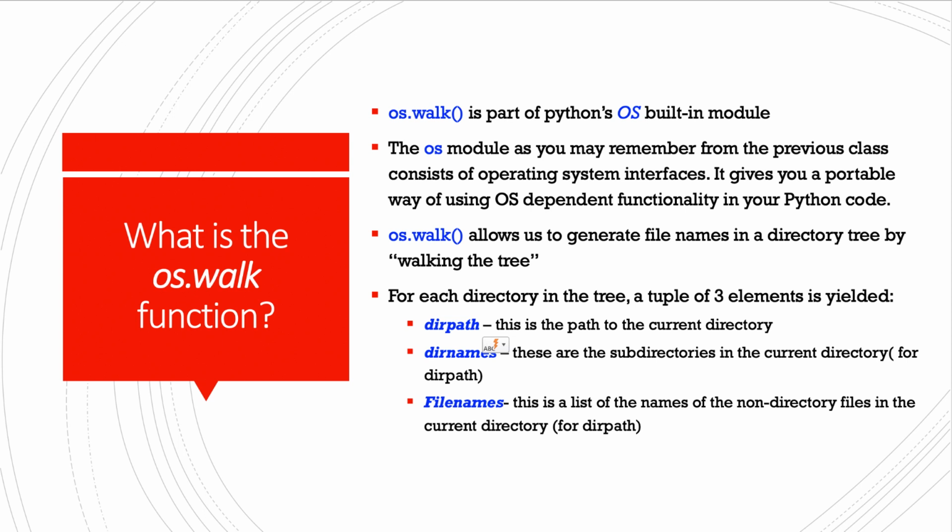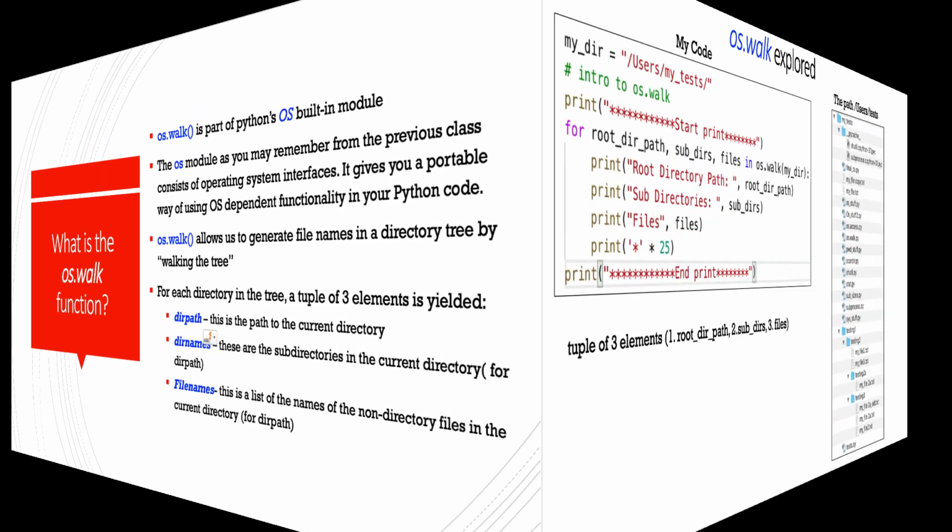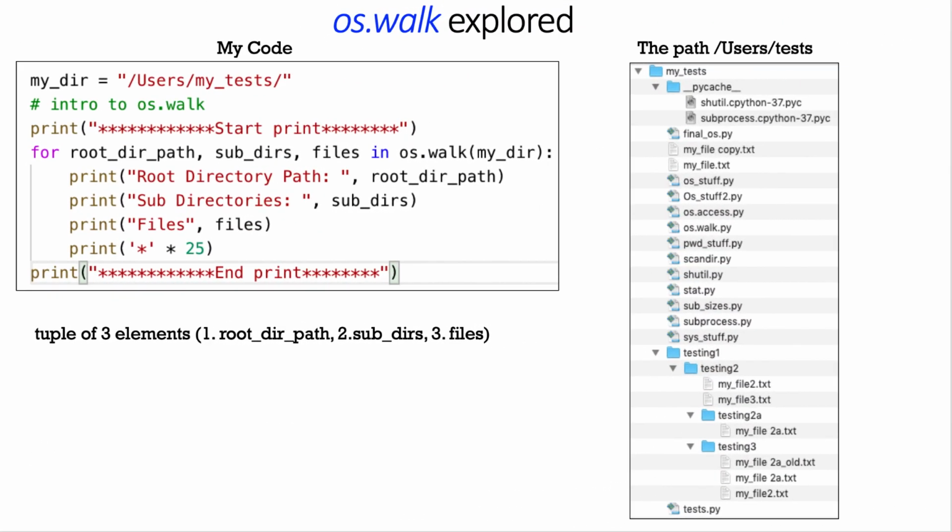For each directory in the tree, a tuple of 3 elements is returned. dirpath, this is the path to the current directory. dirnames, these are the subdirectories in the current directory, or at dirpath. And filenames, this is a list of the names of the non-directory files in the current directory, or for dirpath. Okay, so let's see what this looks like and what os.walk is all about.